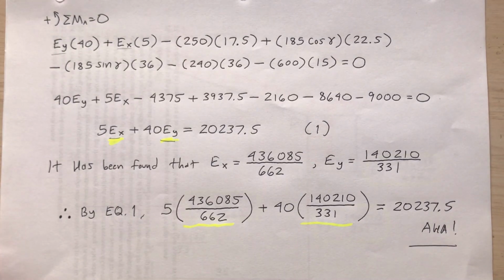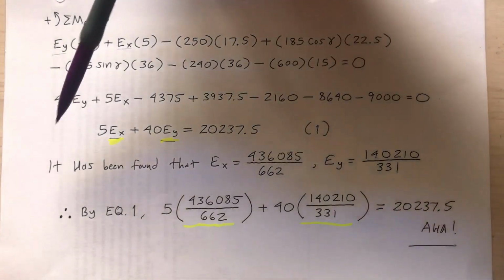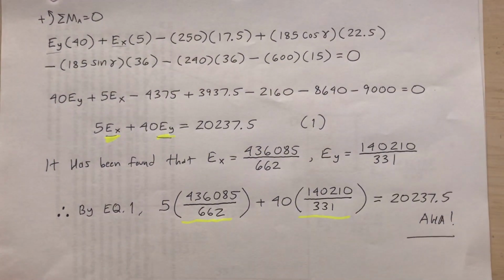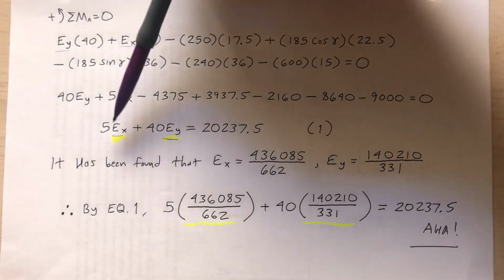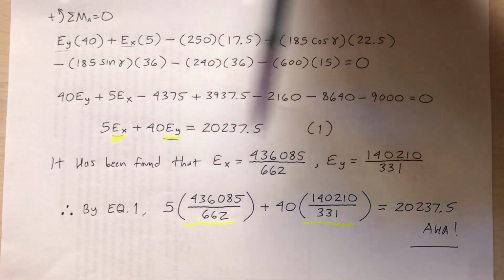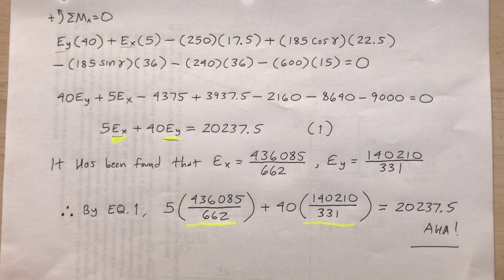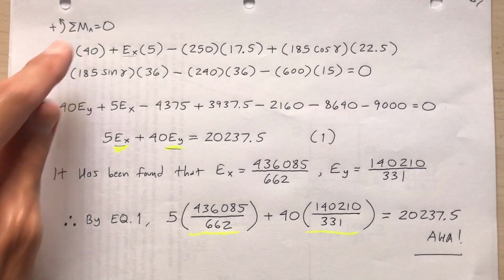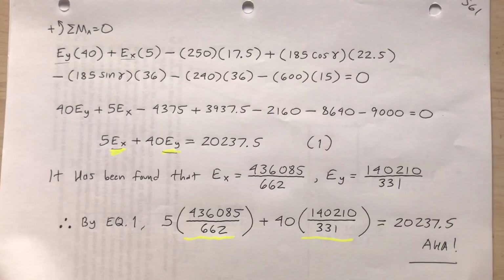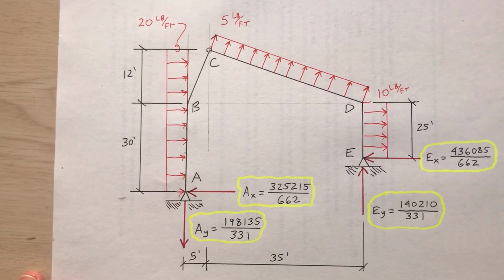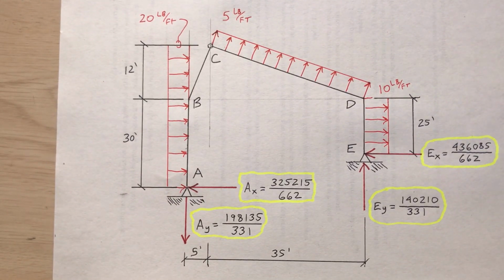So I stick E sub x and E sub y into equation 1. So I say it has been found that E sub x is this fraction, E sub y is this fraction. This was equation 1. Replace E sub x with its value. Replace E sub y with its value. It does work, so I say aha. So equation 1 is satisfied. Remember that that was based upon the moments about point A for the entire frame. Okay, so here's my final drawing with all the initial loads and all the final reactions. One more thing I can do to check this.